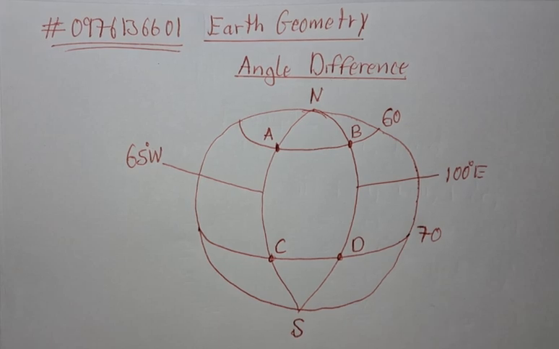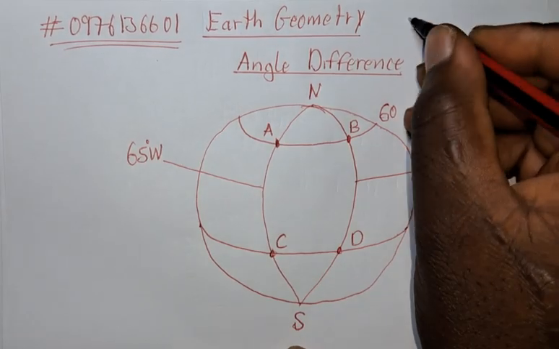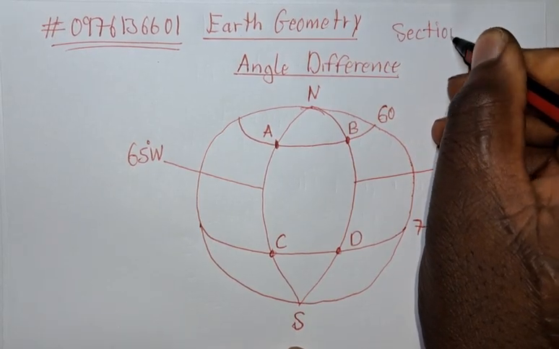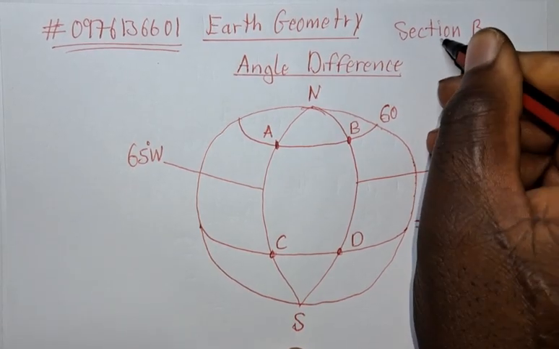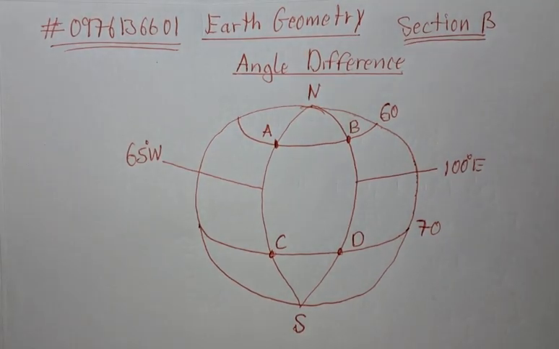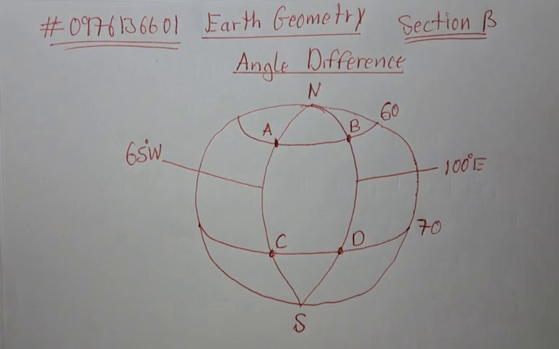Okay, so this is mathematics paper 2, section B. Very important. What you are required to do is pause the video and write down the topic in your book: angle difference. So on earth geometry, we are going to focus on angle difference.